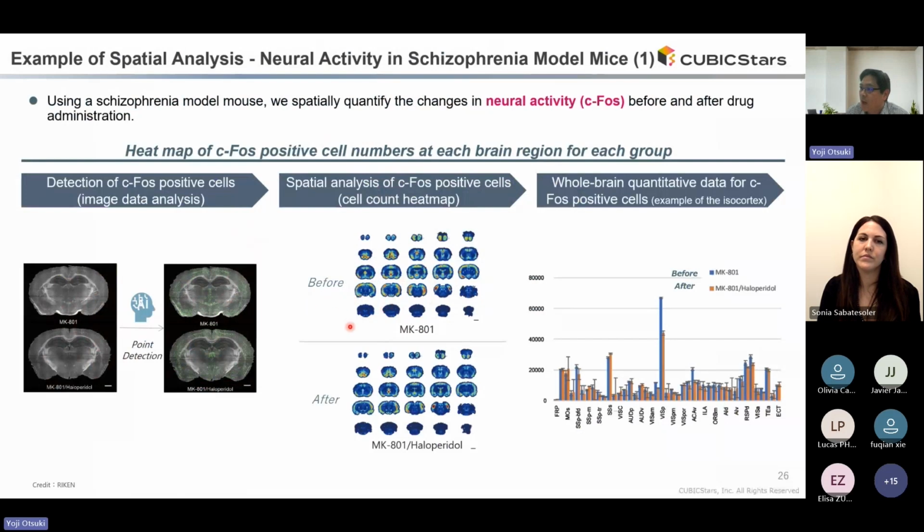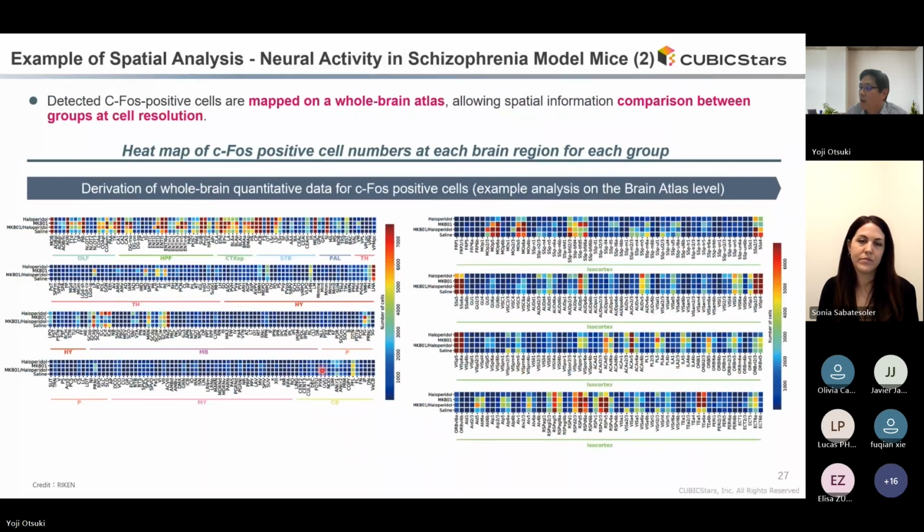So our software can provide such an analytic platform to compare the different experimental conditions in terms of neural activities. Here's one simple description of the neural activity using bar graphs, but our software can also provide whole brain heat map descriptions of the neural activity. In this case, the heat map is related to the number of cells in each brain region.